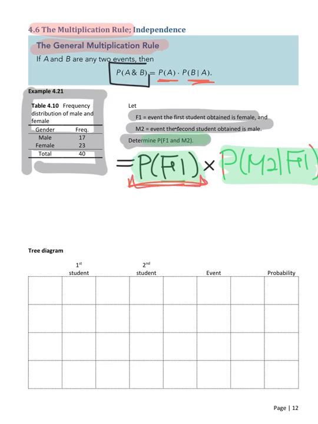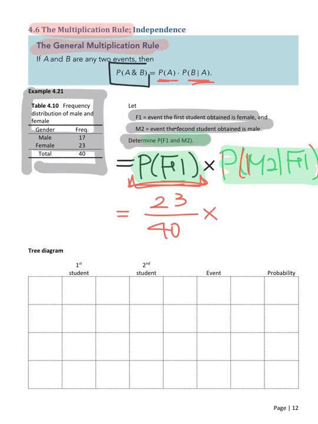I need the probability of F1. What does F1 mean? I select the first student, and the first student will be female. What is the chance? Now, how many females? 23 out of? Yes, 23 out of 40. Okay, already we got F1.